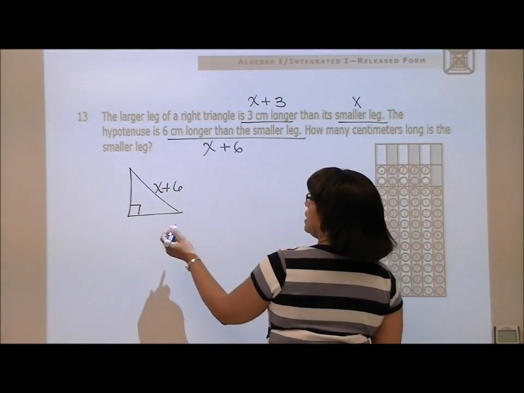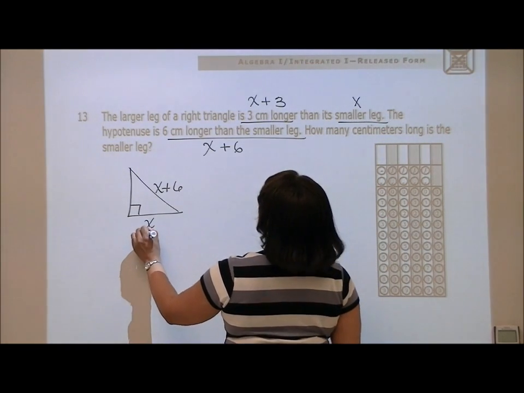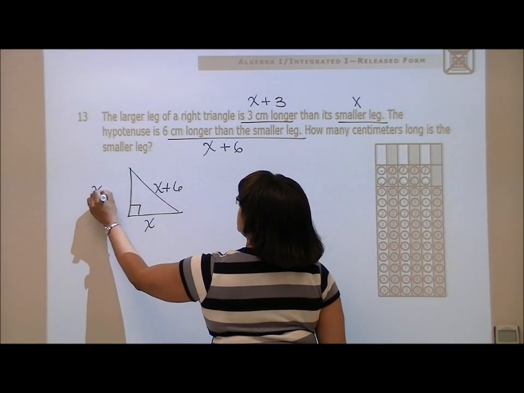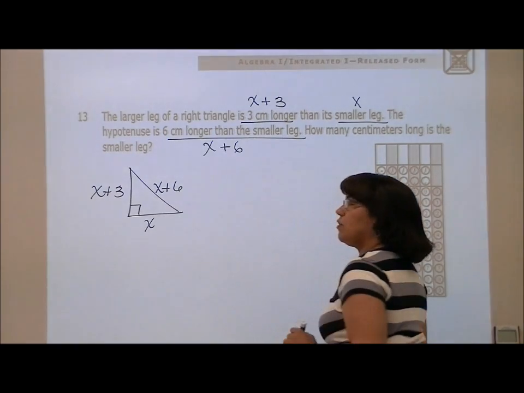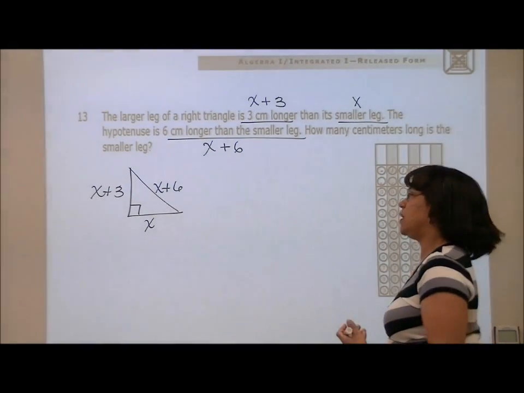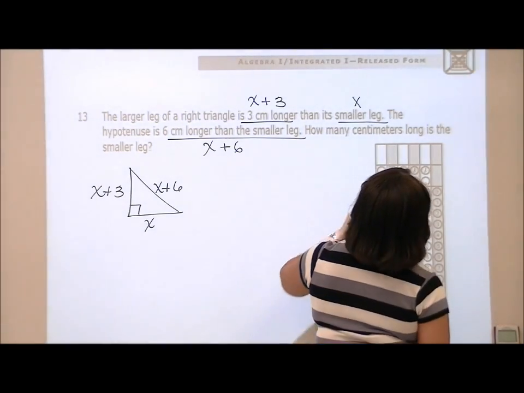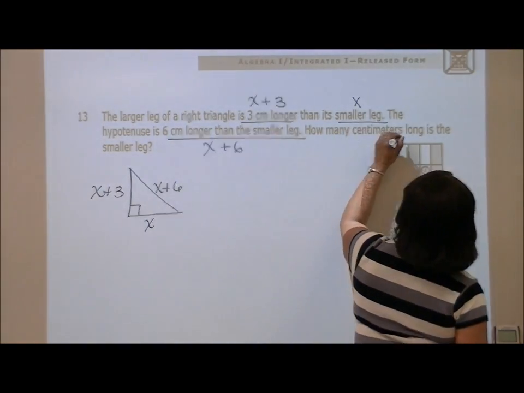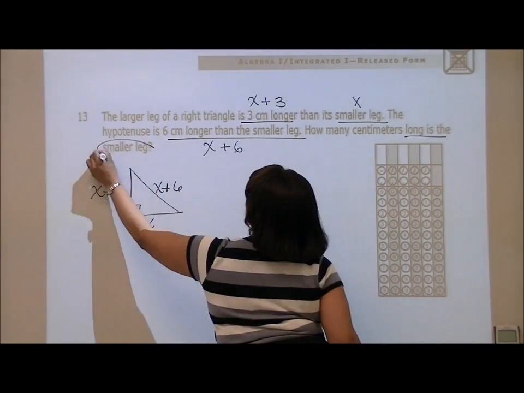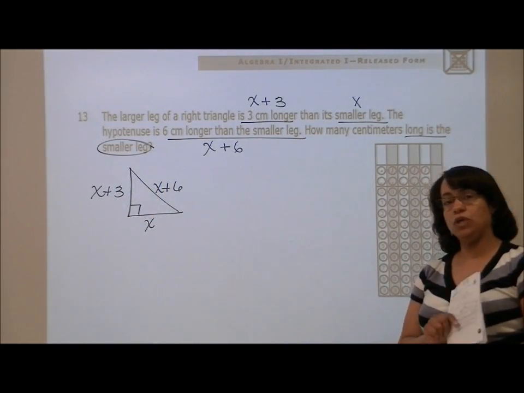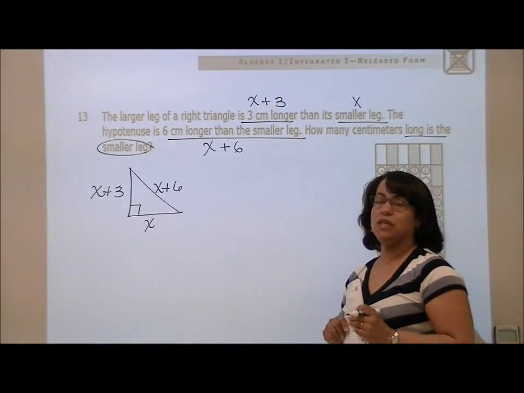Your smaller leg is your short leg, so that's your x. And your longer leg is the longer leg. The drawings often are not drawn to scale, okay, just so you know. So now what they want to know is how many centimeters long is the smaller leg? What theorem can we use here to find out what we need to find out?